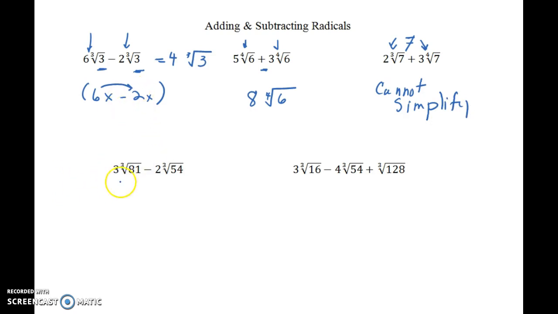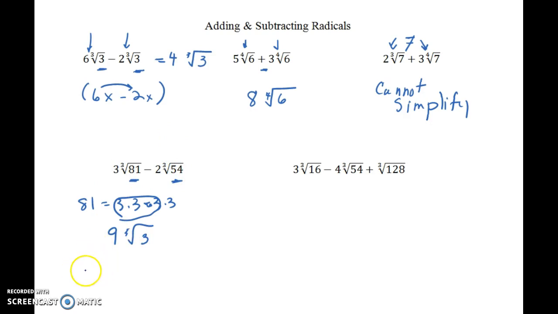In the next one, we have cube root and cube root, but our problem is we have something different underneath the radical sign. So let's see what we've got. 81 is 3 times 3 times 3 times 3. So this first expression becomes 3 times 3, cube root of 3. 3 times 3 is 9, times the cube root of 3.